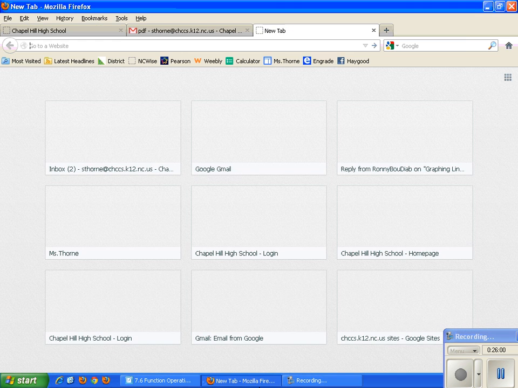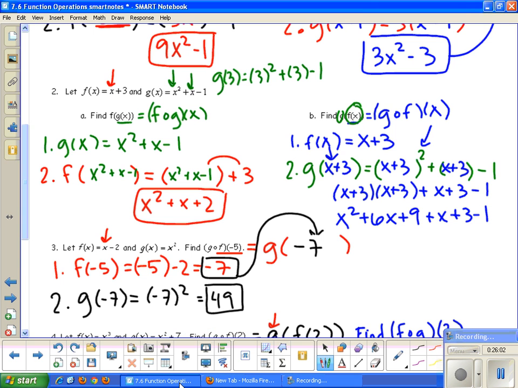So when I combine like terms, I'm going to just go ahead and do x squared plus 7x. 9 plus 3 is 12, minus 1 gives me plus 11. And that would be my g of f of x.